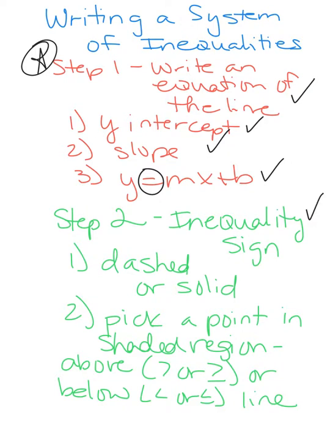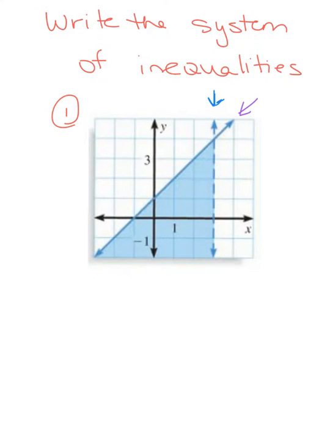Step 2, again, this is where we need to figure out what inequality sign to use. The question is, is it dashed or solid? And then we need to pick a point in the shaded region. Did we shade above the given line, or did we shade below the given line? And then we're going to use the appropriate inequality symbol. I'm going to repeat step 1 and step 2 as I try to identify the inequality statement for my second inequality as well. Our directions say to write the system of inequalities.